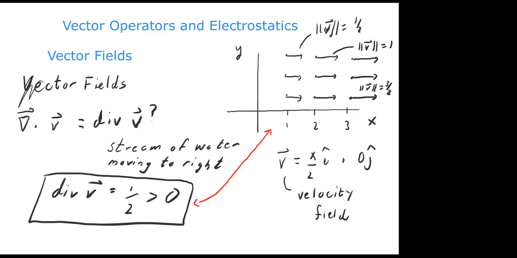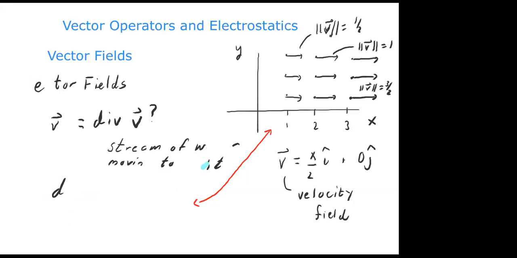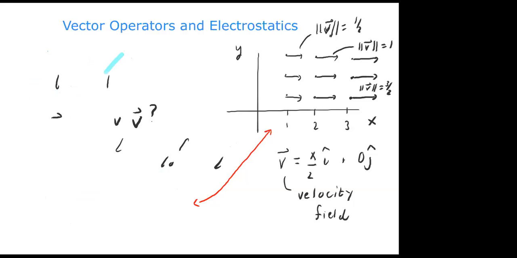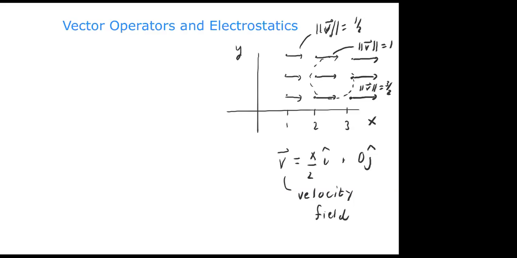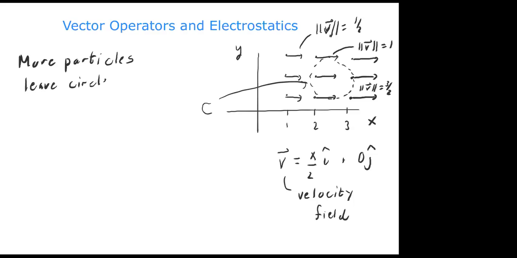So let us draw in my velocity field an imaginary circle and study this velocity field. And what you see is that inside this circle, more particles leave the circle than enter it. So the velocity field gets less dense inside the circle.